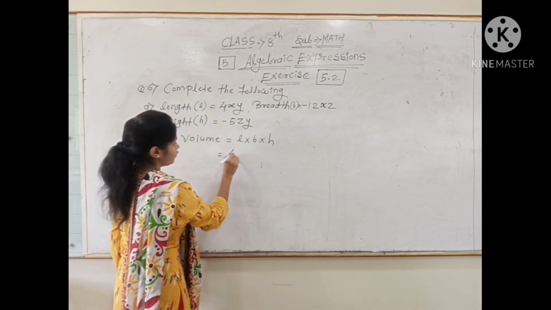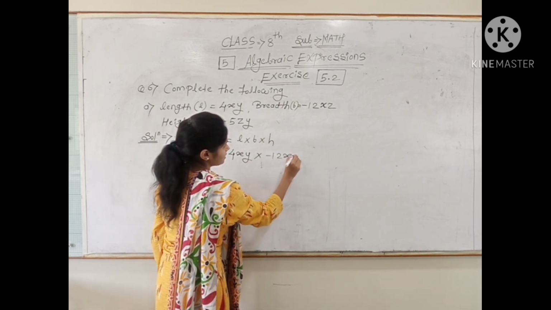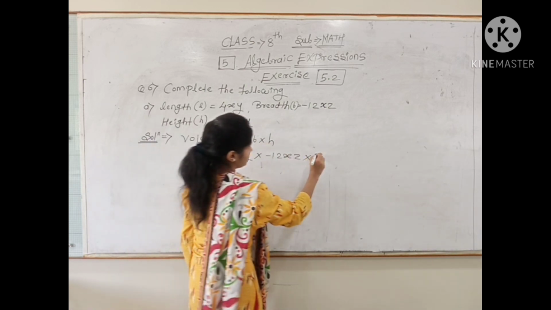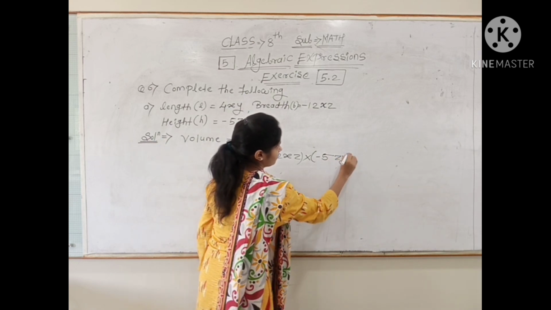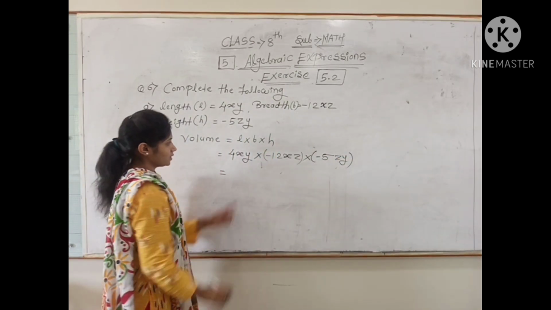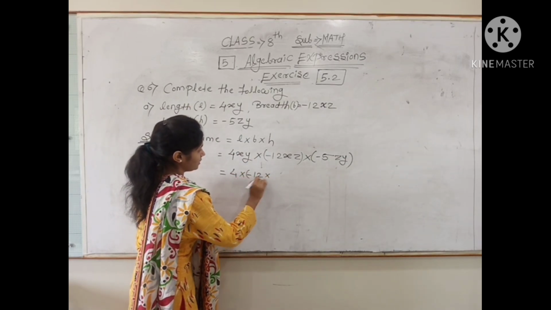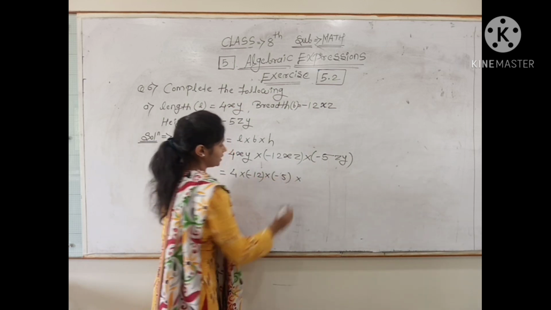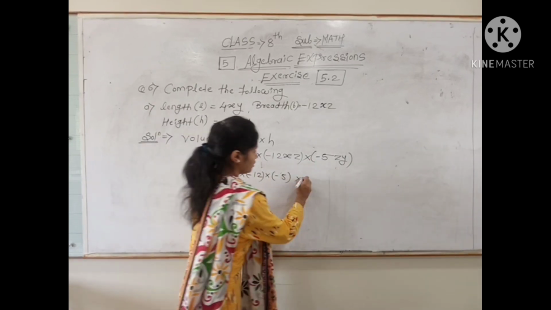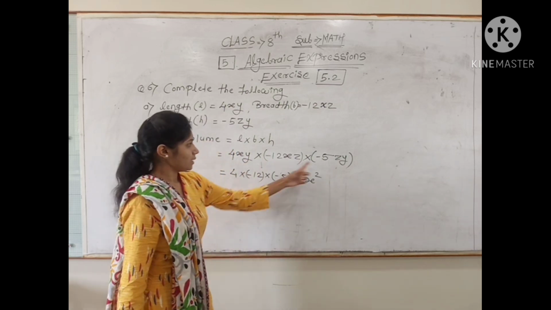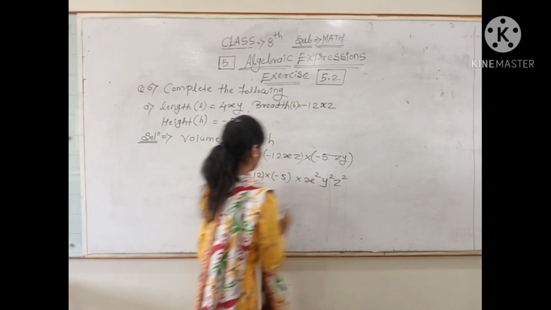What is the length? 4xy, multiplied by breadth, which is minus 12xz, multiplied by height, which is minus 5zy. Okay, now multiply. First you have to multiply the coefficients: 4 multiplied by minus 12 multiplied by minus 5. It is an easy way to multiply. Then x multiplied by x is x square. Then y multiplied by y is y square. Then z multiplied by z is z square. Is it okay?